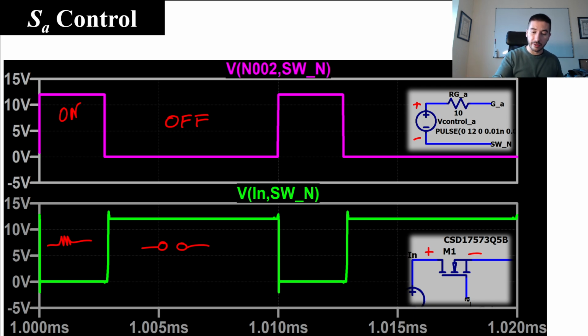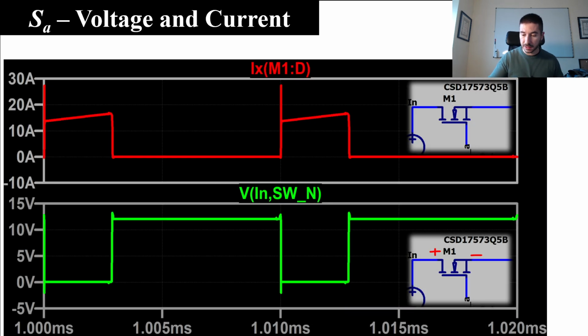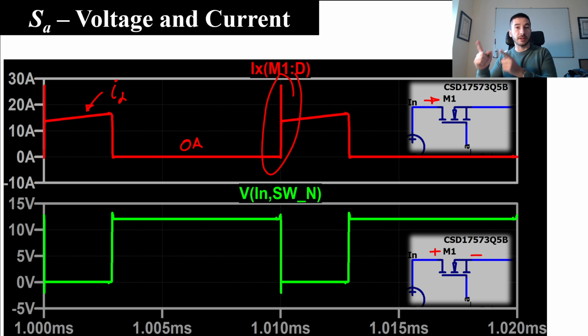If you want, we can replace the control signal waveform with the current through the MOSFET. So in the bottom waveform is the same, voltage across the MOSFET. In the top waveform is the current through the MOSFET. Here we drive the inductor current, here the current is 0, and as in the case of previous simulations, we have here a current peak during the turn-on process, and this is because of the reverse recovery of the body diode of the second MOSFET. We will talk about that in the next video.